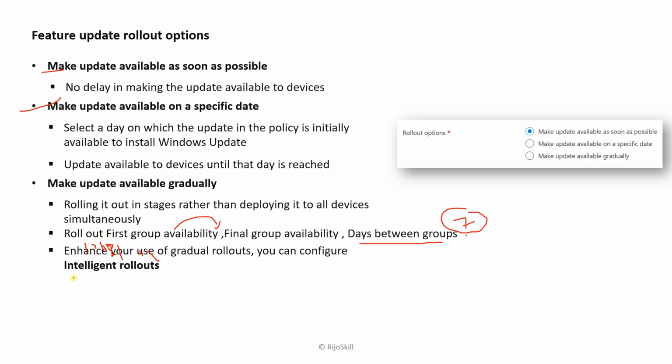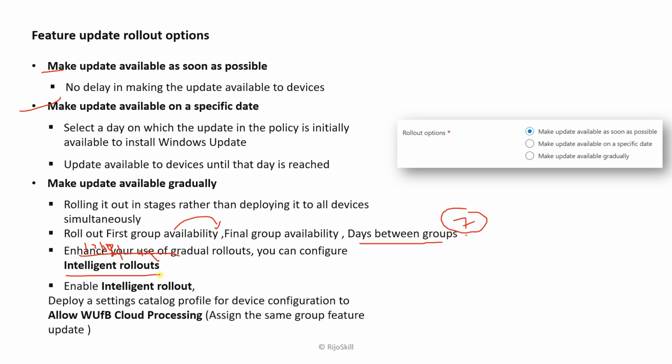And this one is the additional feature in the gradual availability. It will be enhanced gradual rollout. You can configure intelligent rollout. So once you configure the gradual rollout option, you can also configure the intelligent rollout option. With the intelligent rollout option, Microsoft will intelligently identify your devices, then they will give the rollout as per their calculation. So enhance your use of the gradual rollout.